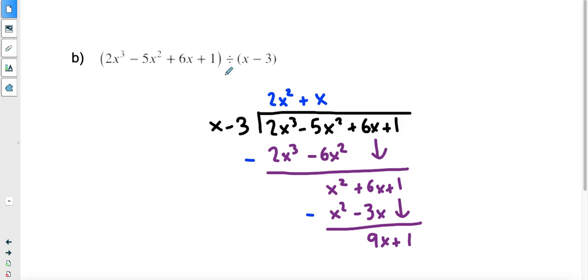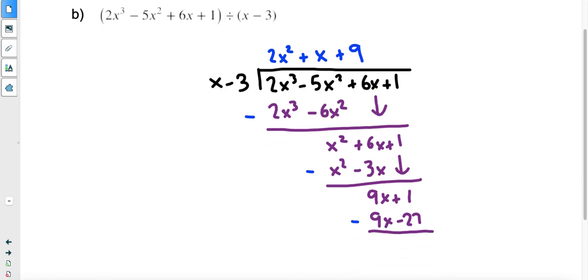And then finally, what do I have to multiply x by to get 9x? Well, just 9. And now, if I multiply the 9 by x minus 3, I get 9x minus 27. And if I subtract these, I'm going to get just 28. Here, my 28 is going to be my remainder.